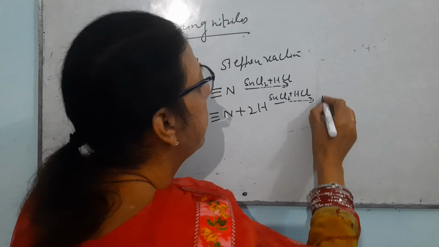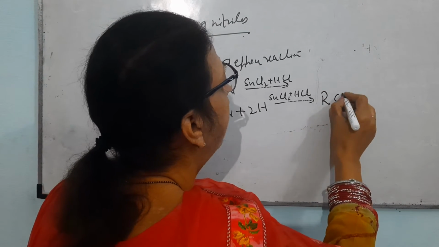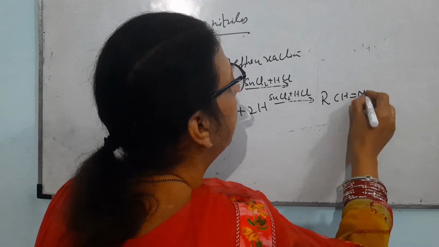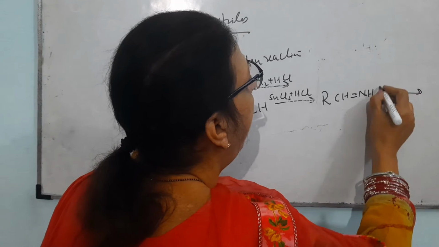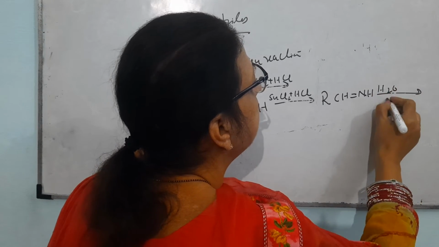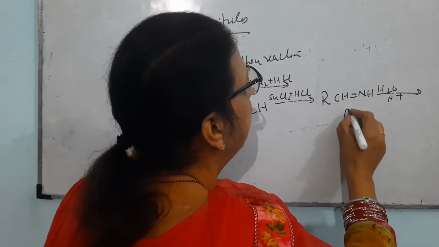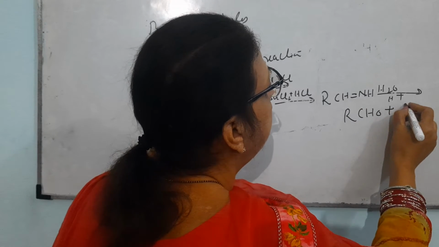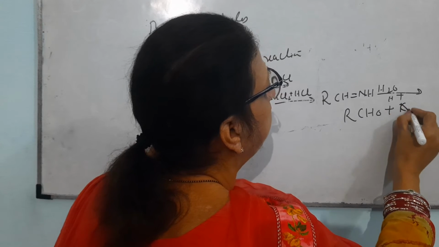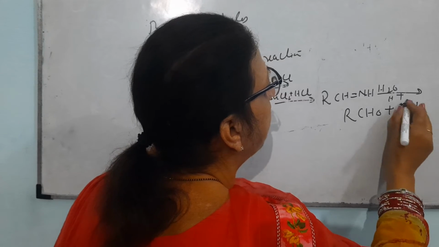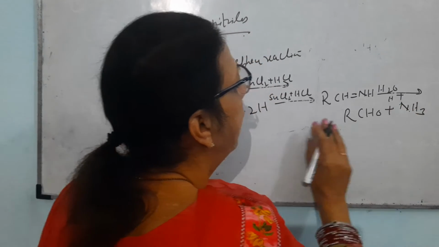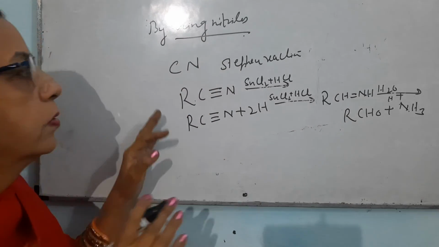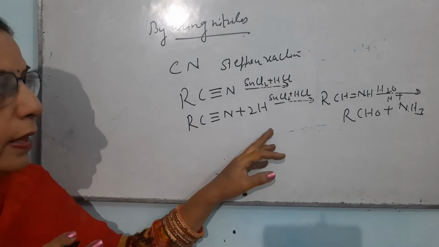There will be formation of imine, RCH double bond NH. When the hydrolysis takes place in the presence of acid, there will be formation of aldehyde with the release of ammonia. So in this manner the reaction takes place.